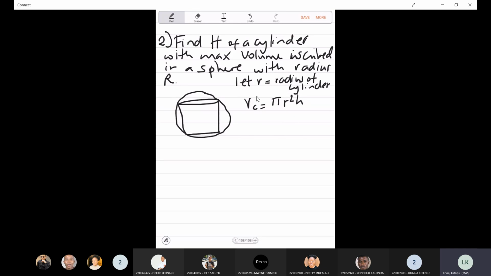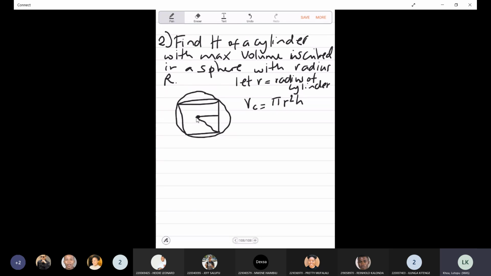And whenever we have an equation that involves two variables, what we always want to do is rewrite one of the variables in terms of something that we know, so that it no longer involves two variables. So we go back to our sketch over here. What we can do is draw a right-angled triangle inside this sphere and cylinder. This is the center of our sphere and also the center of our cylinder. So we can draw a right-angled triangle like that.